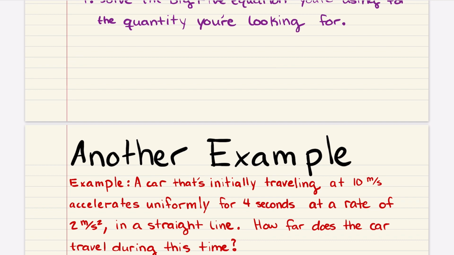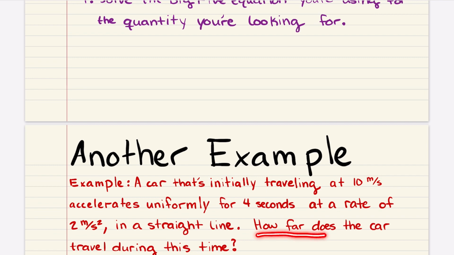So first off, we know that it is accelerating uniformly, so we know that we're probably dealing with having to use one of the big five relationships. We know the initial velocity because it says that the car is initially traveling at 10 meters per second. We know the acceleration because it says that it's changing its velocity at a rate of 2 meters per second squared, and the units of meters per second squared should always point you to acceleration. And it also tells us the time. It says it's traveling for 4 seconds at this uniform acceleration.